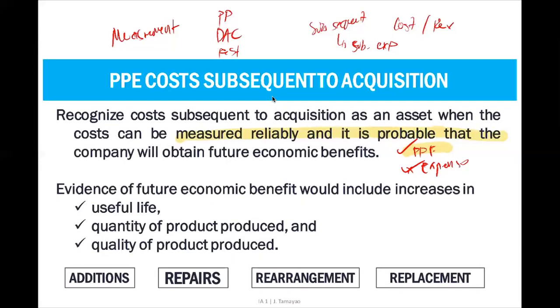When can we say that there is a reliability as to your future economic benefits measurement, and when can we say that it is really a probable economic benefit? There are three items that we look into. There is really an evidence on the increase on your economic benefit if there is an increase in useful life. So ibig sabihin, tumaas yung useful life ng ating property, or yung quantity tumaas as to efficiency, yung quality tumaas din as to efficiency. So titignan natin tong items na to. Pag any of the three is present, there is a future economic benefit.